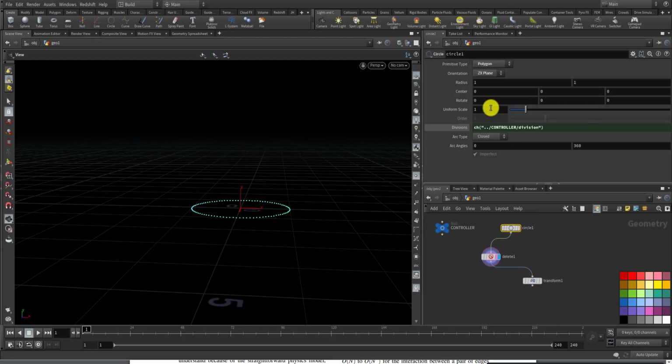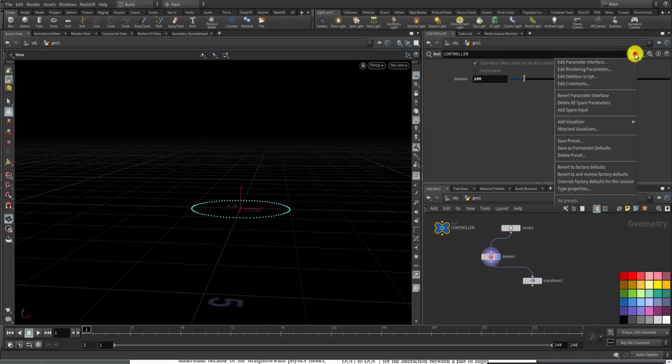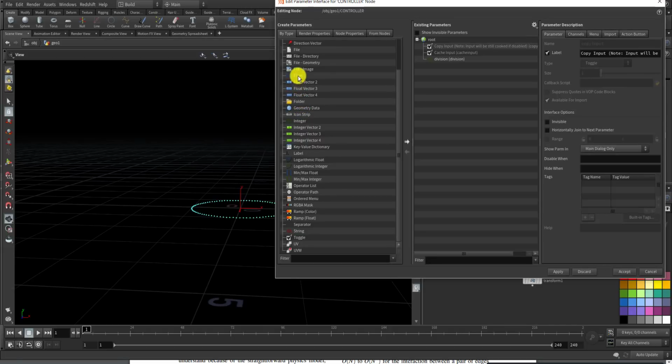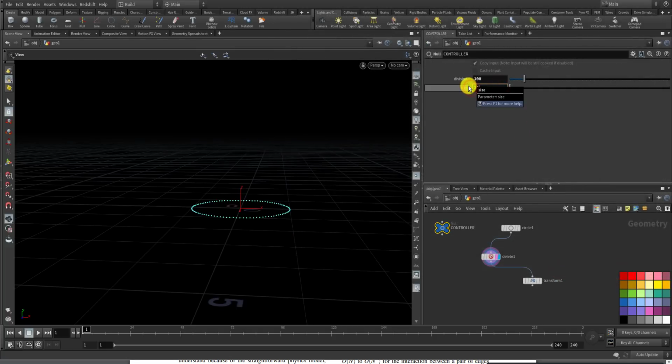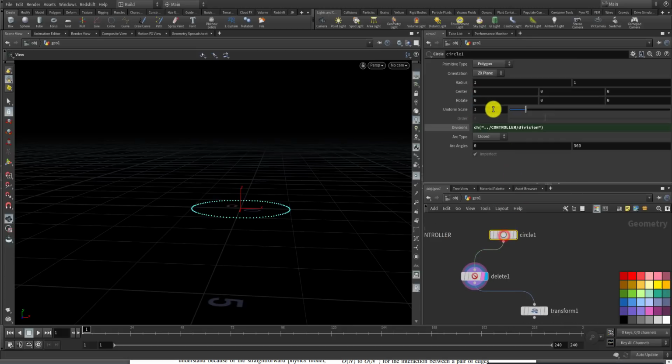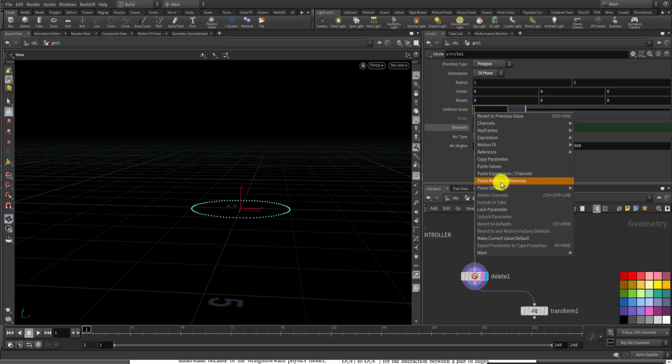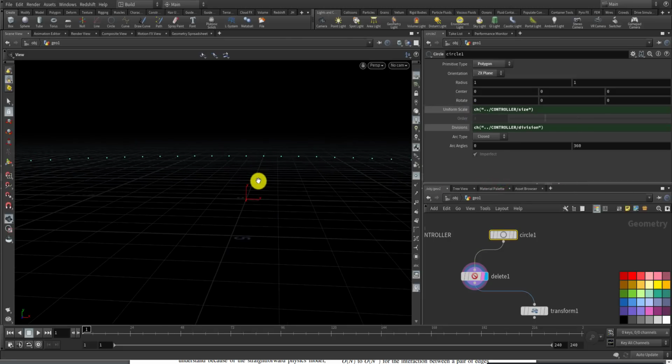Maybe a size. I would like to set the size of the circle as well. So I'm gonna make a size parameter here and set the range from 0 to 50. And set the size to 20. Copy the parameter and paste it to the uniform scale to use it as a radius.